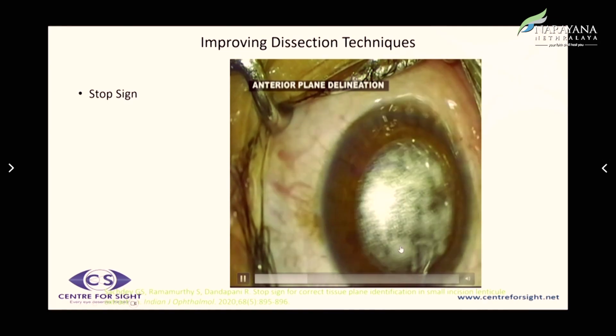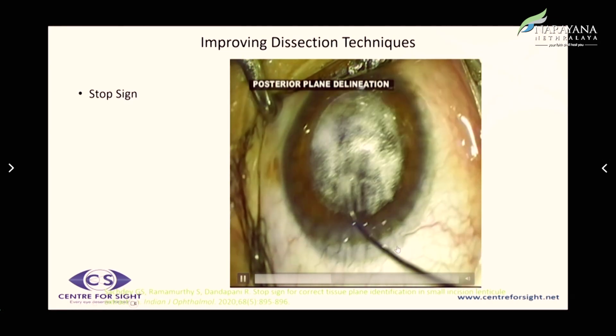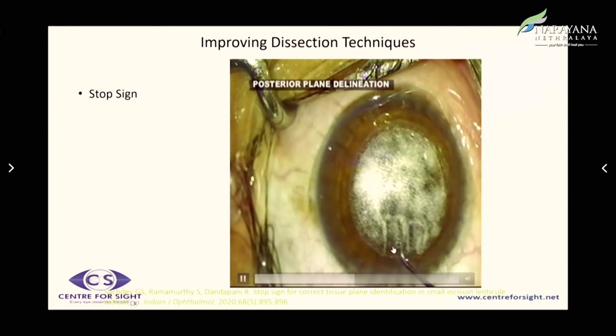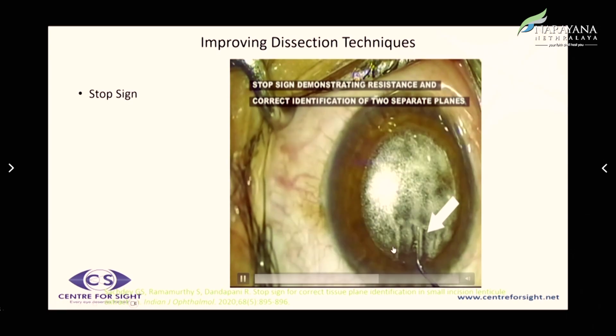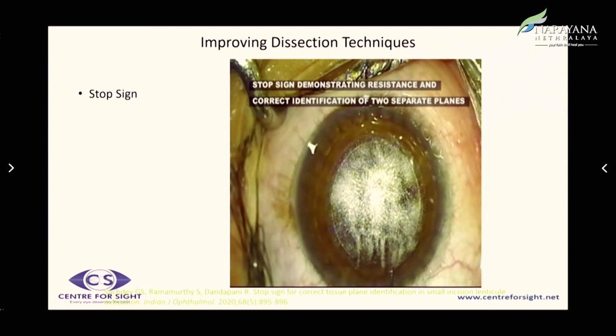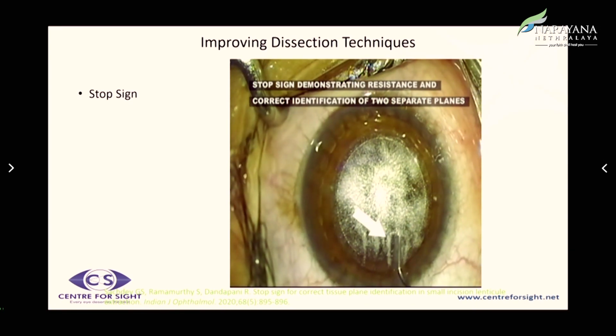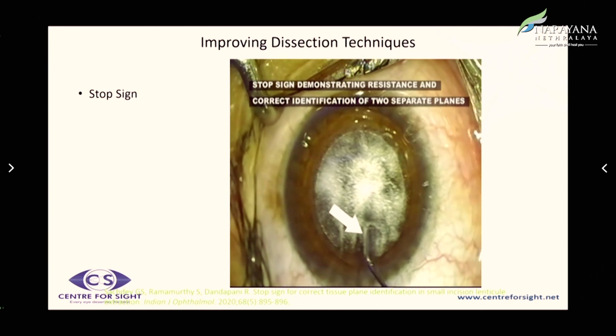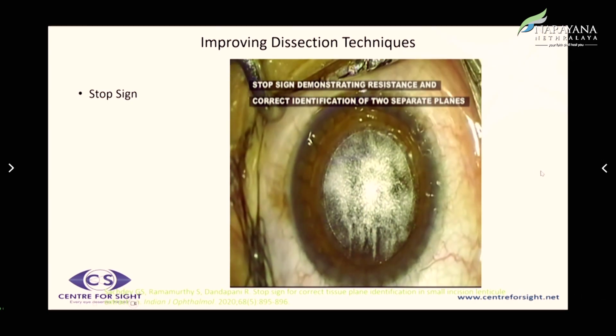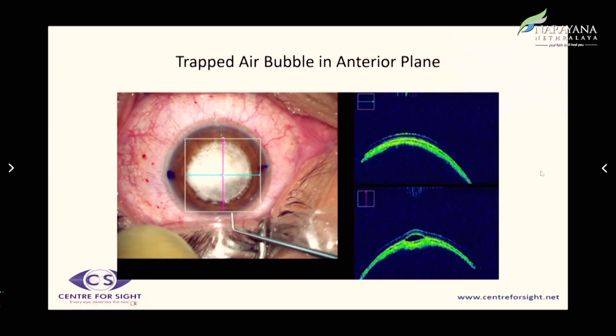Now, this is something which I even showed in the morning. This is described by Gitansha Sachdev et al. This is the stop sign. If you are in two different planes, then you can see that there is a resistance. So this is called the stop sign. If you are in two different planes, you actually get the resistance. But if you don't get any resistance, then that means you are in the same plane.